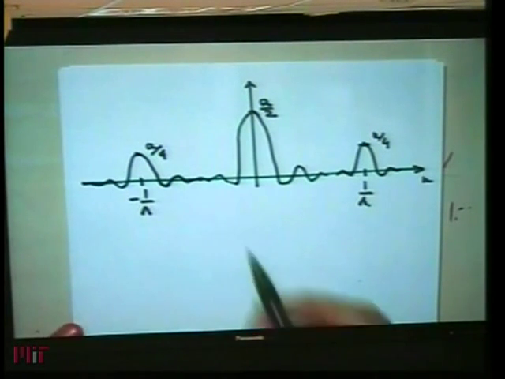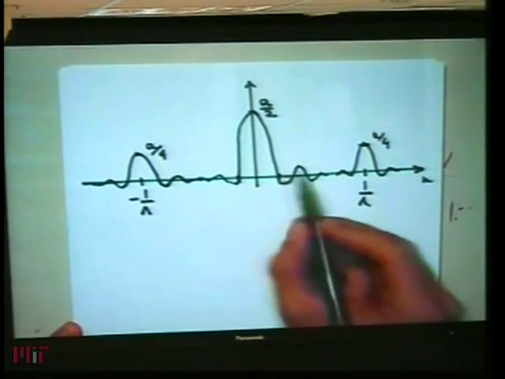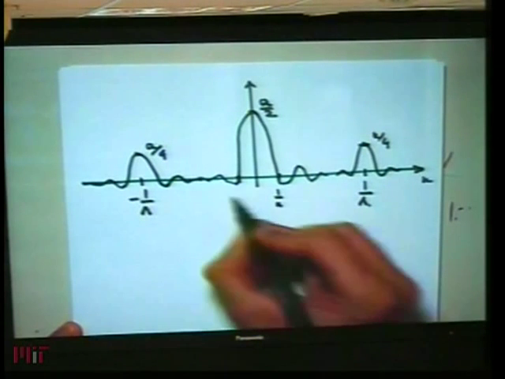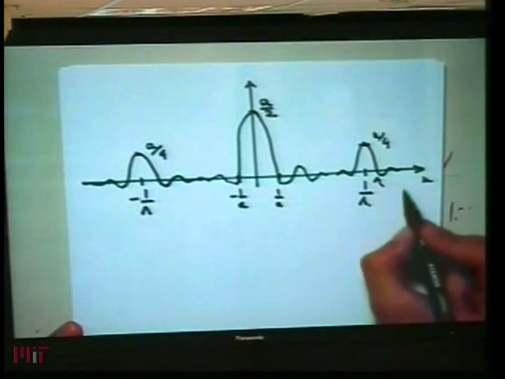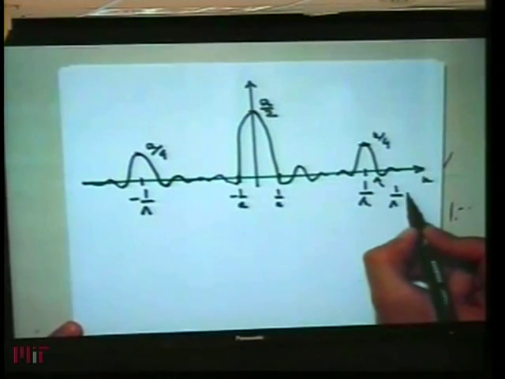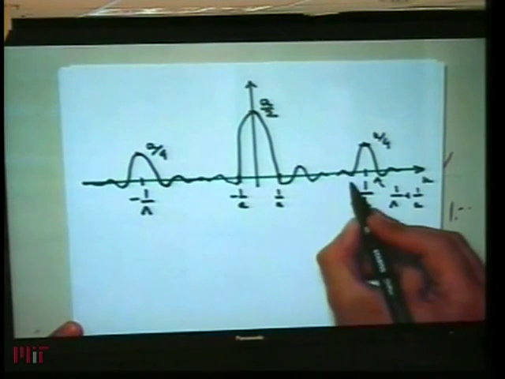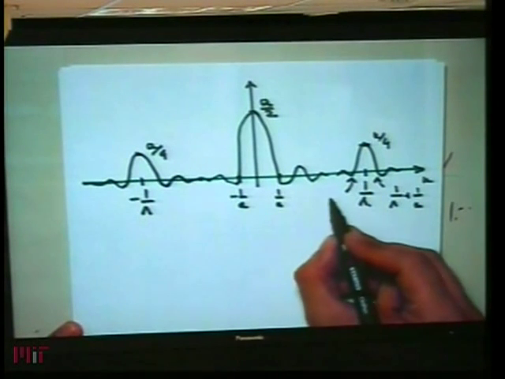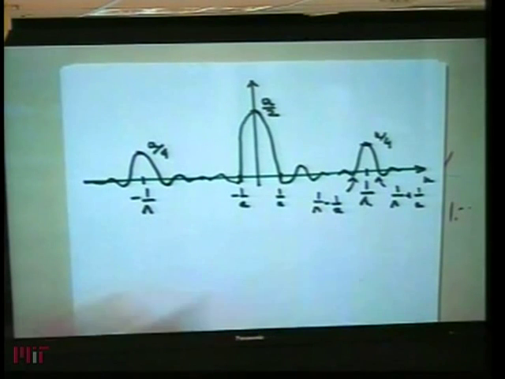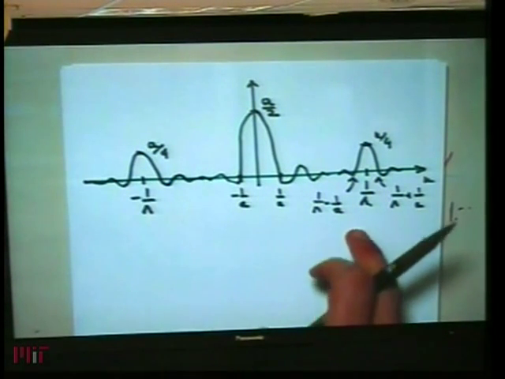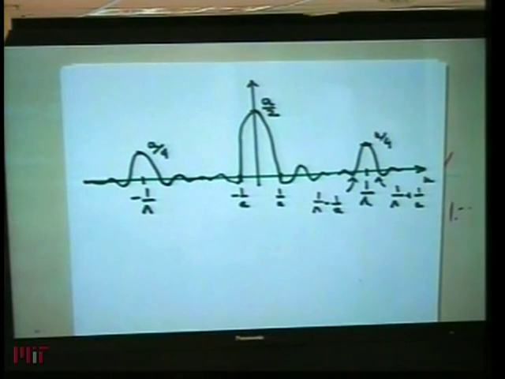And then where are the nulls occurring? Well, these nulls are simple. They're still at 1 over a, minus 1 over a. Where is this null? For example, this null would be at 1 over lambda plus 1 over a. And then another null over here at 1 over lambda minus 1 over a, and so on and so forth. And then I have more nulls at 1 over lambda minus 2 over a, minus 3 over a, and so on and so forth.